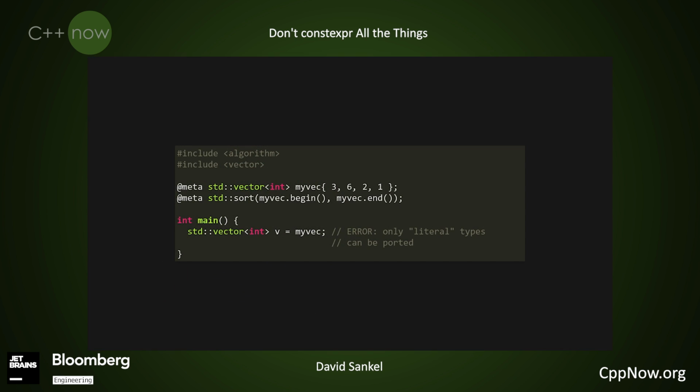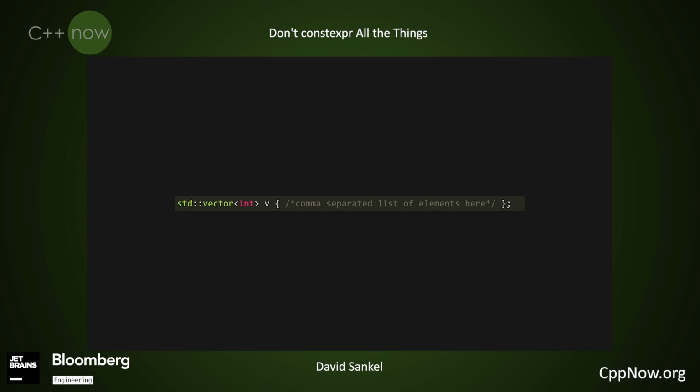In this example, we have a std::vector, myvec, with a bunch of numbers in it. We call std::sort at compile time to sort the vector. But then we want to be able to initialize a vector v with the result of that compile time computation. Like I said, you can't just do that. That automatic porting happens with literals. So how are we going to do it with more complex types?